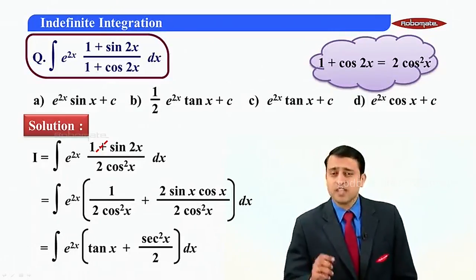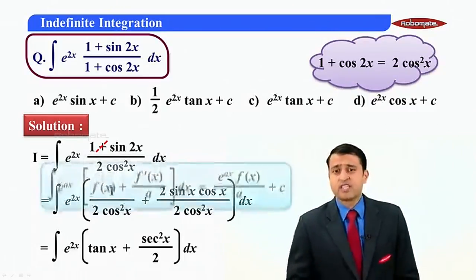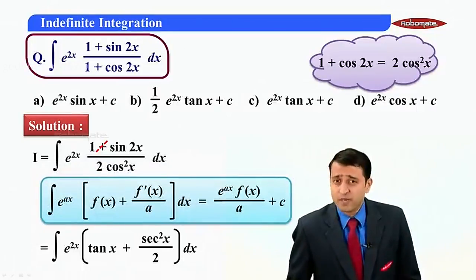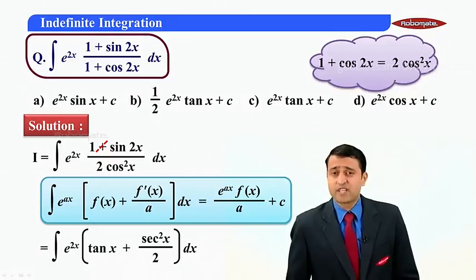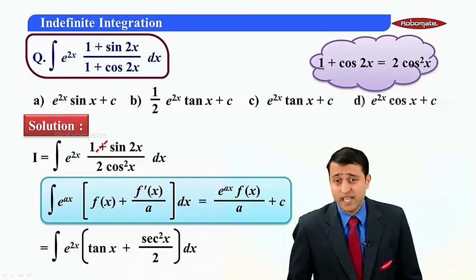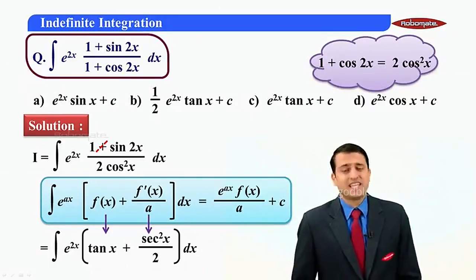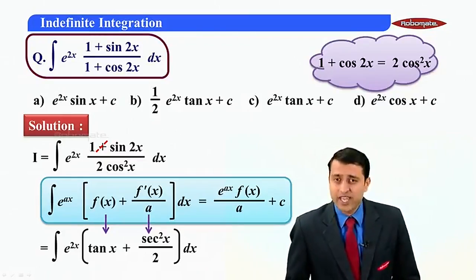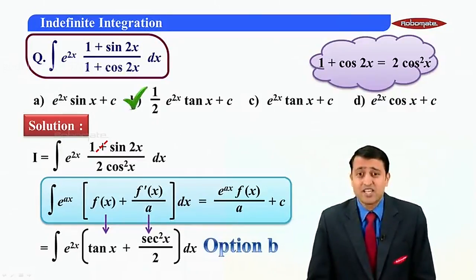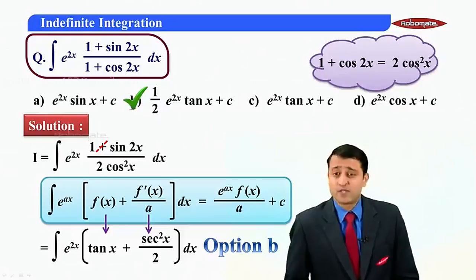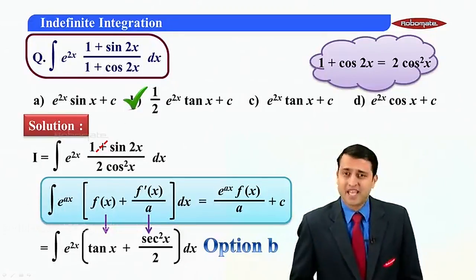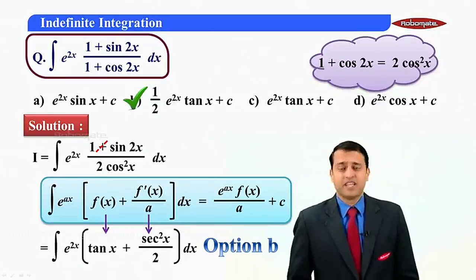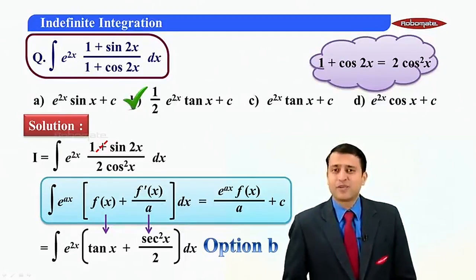Correct? Now my dear students, you can see this integral is very much of the form e raised to ax into brackets f of x plus f dash of x by a. So can I say the answer will be e raised to ax, that is e raised to 2x into f of x, which will be tan x upon 2. So that is option B as my correct answer. That's all we have in this module. Thank you very much.